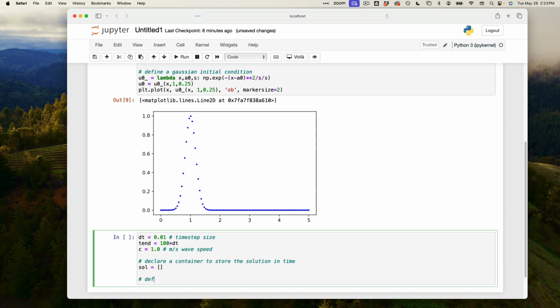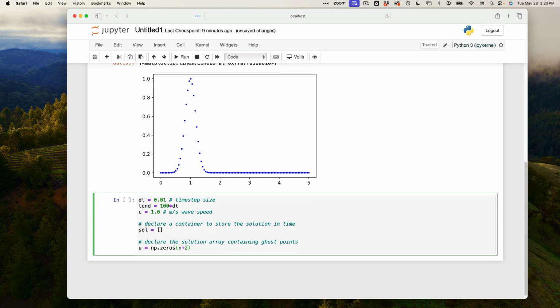And now declare the solution array containing ghost points. So I'm going to declare u as my solution variable, np.zeros. I'm going to initialize it with zeros. Before I set the initial condition in it, I'm just going to declare an array of zeros of size n plus 2. So I need 1 point on the left and 1 point on the right.